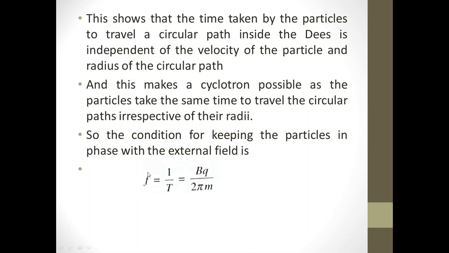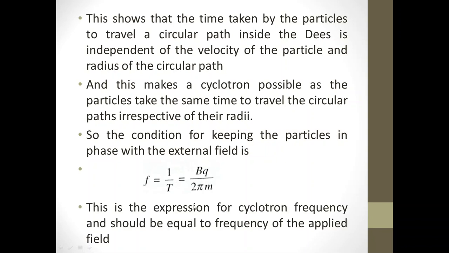This value of frequency of the particle is called the cyclotron frequency. And for synchronization, for making a cyclotron possible, the condition is that whenever the particle reaches the gap, the Dees change polarity. That condition can be achieved if the frequency of the applied AC is made equal to this frequency. So this frequency given by Bq by 2 pi m is called the cyclotron frequency.